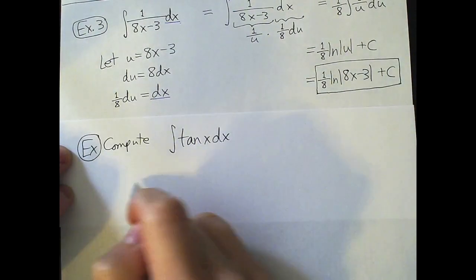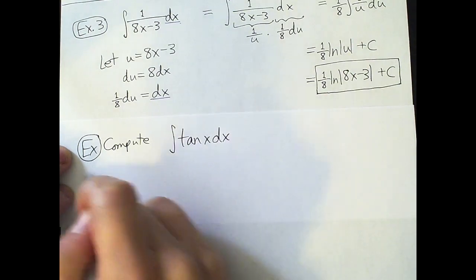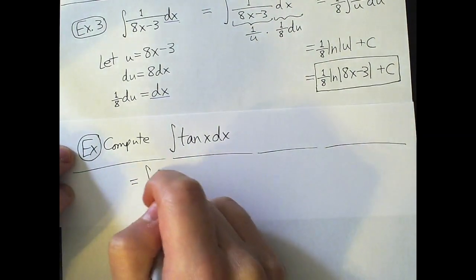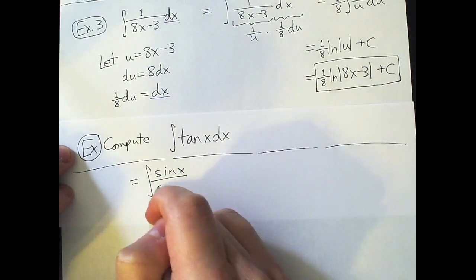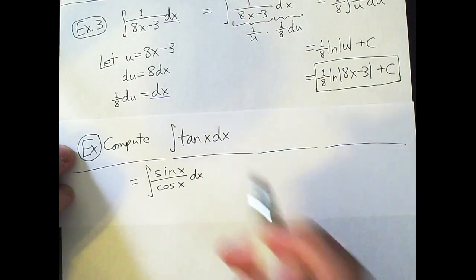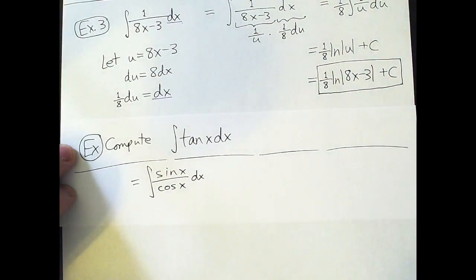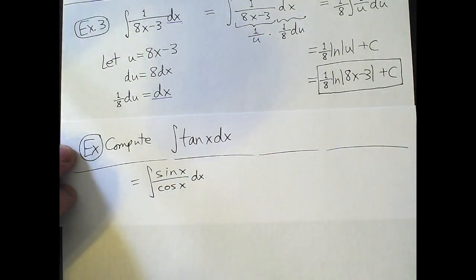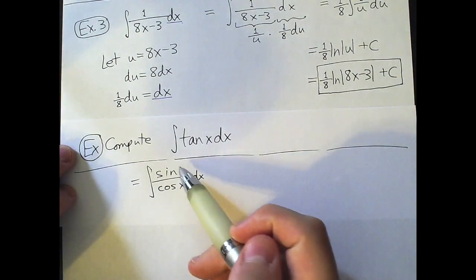So here's an idea. First thing I'm going to do is rewrite it as sine x over cosine x dx. A lot of times in trig, when we're stuck with a tangent or a cotangent or something like that, getting it in terms of sine and cosine sometimes helps. We can't just integrate the top and integrate the bottom. That doesn't work. We've never said that that's a rule.